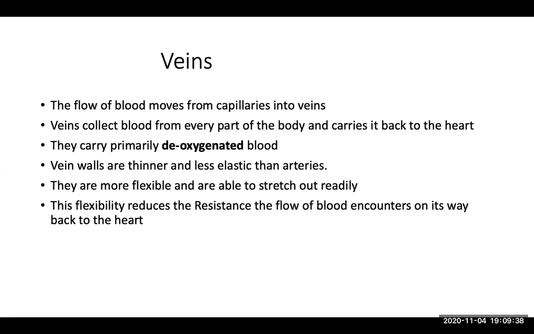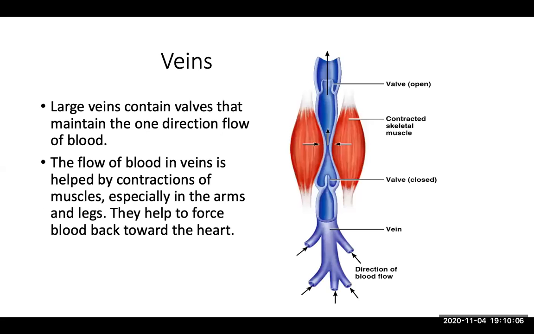Veins include the flow of blood, which moves from capillaries into the veins and back to the heart. They primarily carry deoxygenated blood, again, except for the veins that are coming to the heart from your lungs, those pulmonary veins, which will carry oxygenated blood. Vein walls are generally thinner and less elastic. They're more flexible and able to stretch out. This flexibility reduces resistance to flow of blood that it encounters on its way back to the heart.